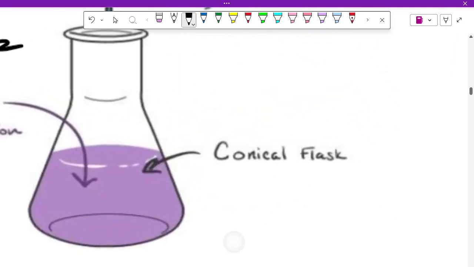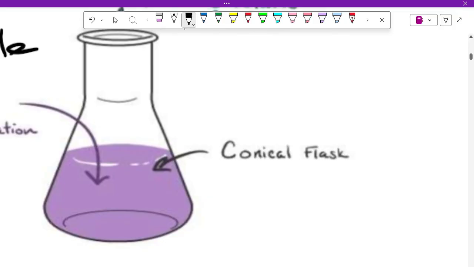What else do we call a conical flask? We call it Erlenmeyer. What vowels are used in the word Erlenmeyer? All of them are E.